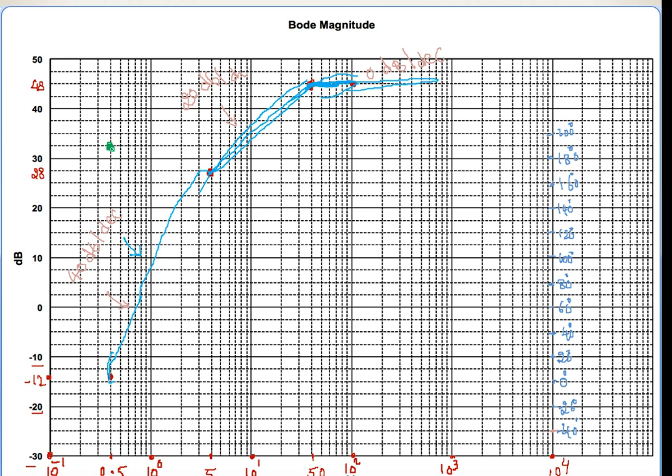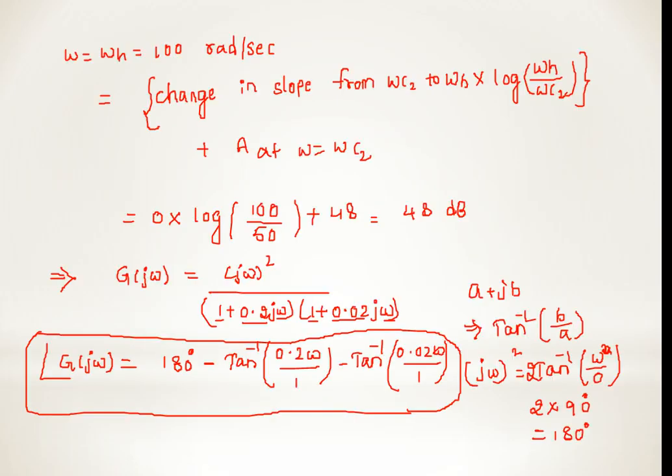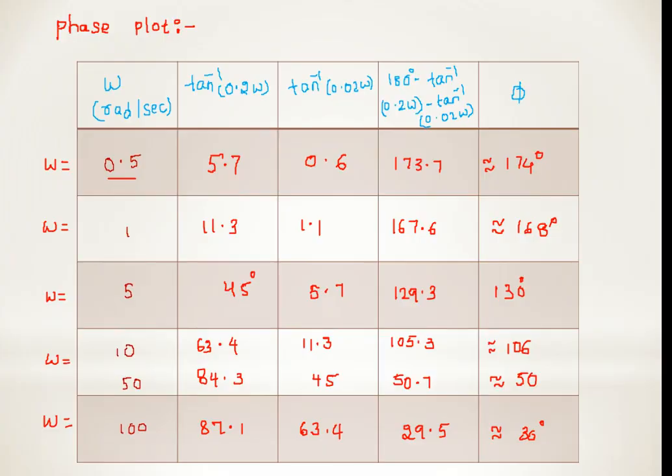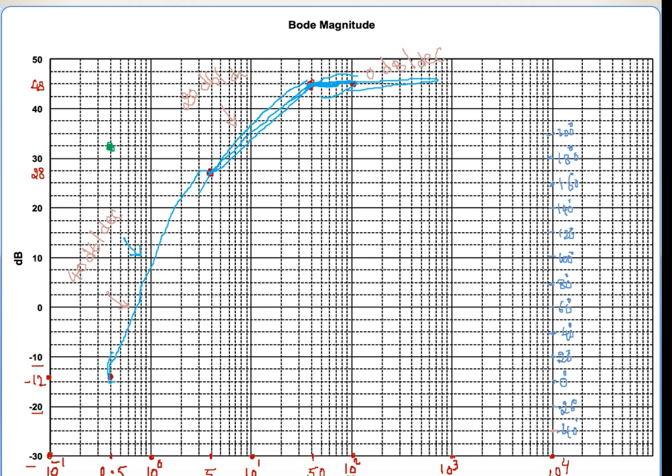And when omega equal to 1, the phase is 168 degrees. 1 means this value. The phase is 168. So mark all the points in the graph. 168 means somewhere here.